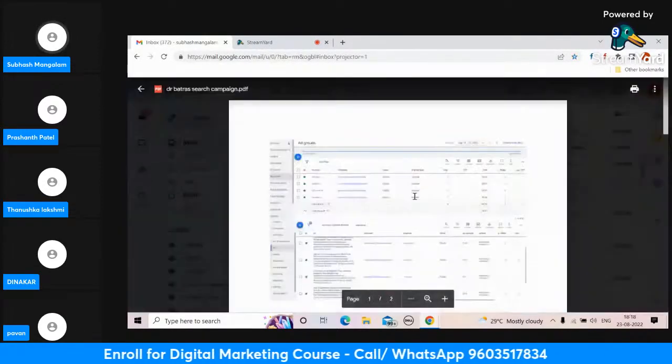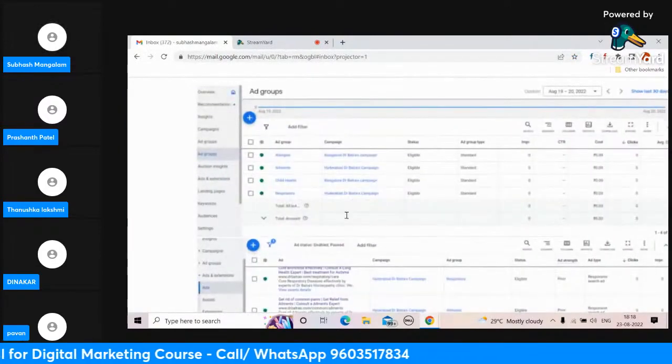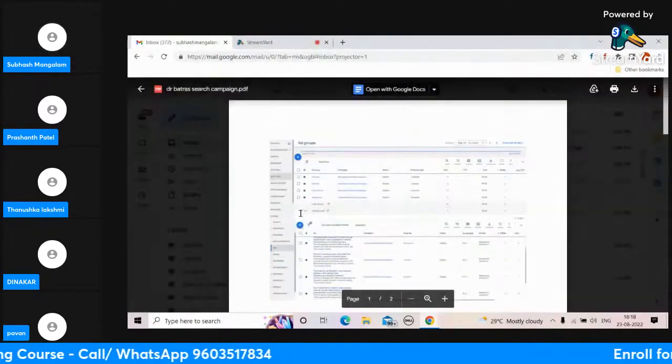When it comes to Pavitra, she selected four ad groups on different topics.